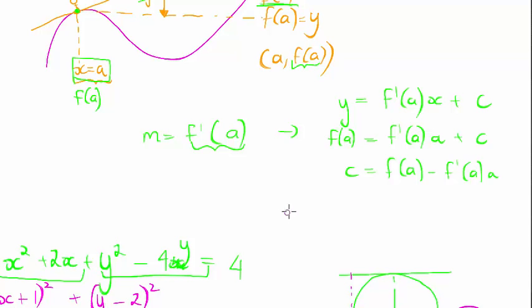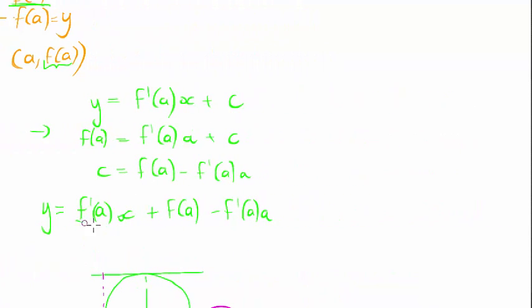So this would be f(a) is equal to f'(a) times a plus c. So the whole thing together, now I've got y is equal to f'(a) x plus c, where c is f(a) minus f'(a) times a. So now you can just group this one and that one together and take out the derivative.